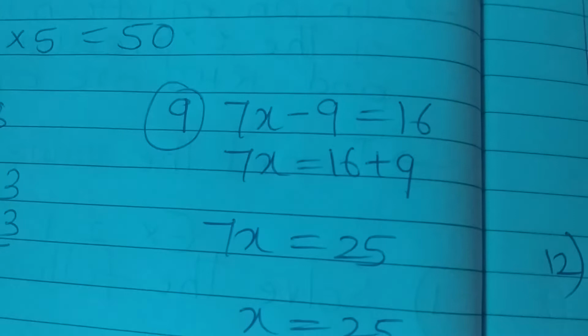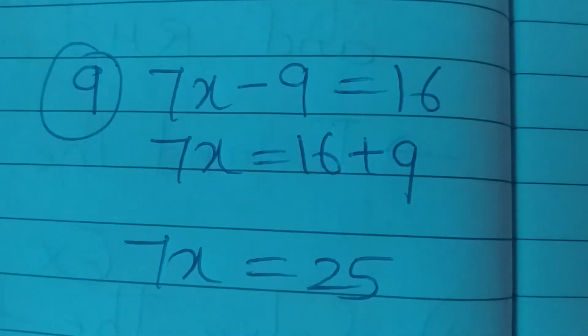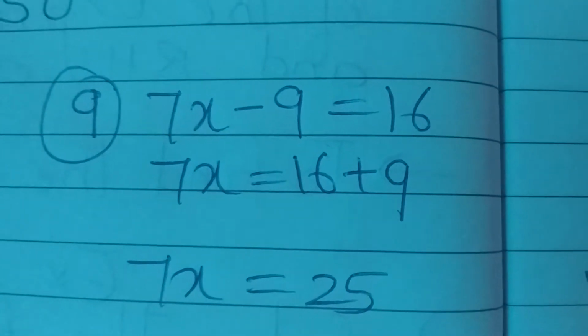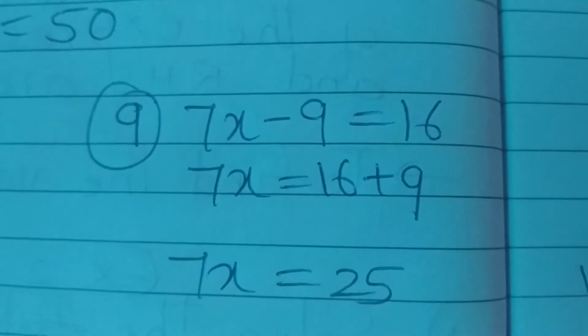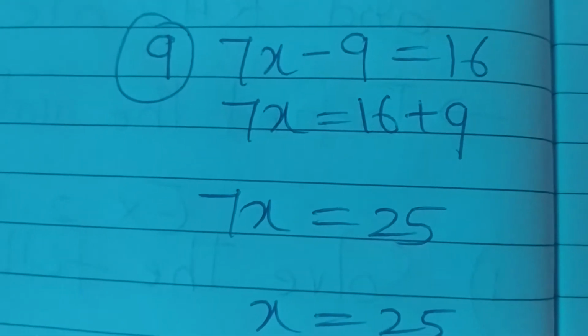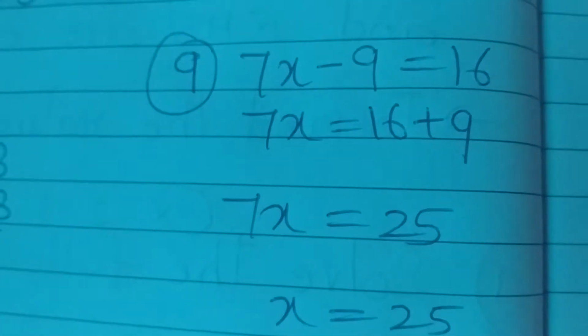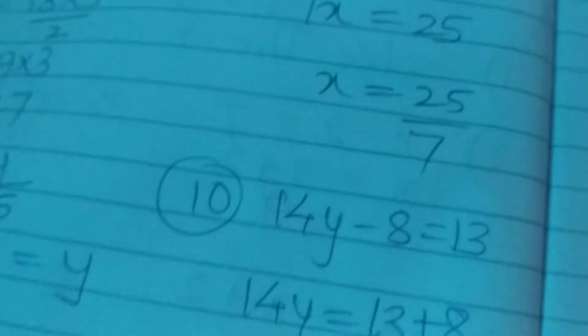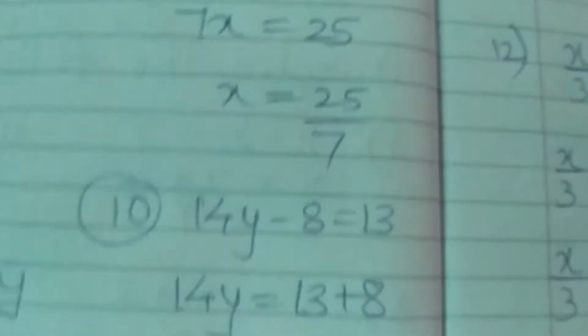Ninth one. 7x minus 9 is equal to 16. Now minus 9 goes to the right side, becomes positive. 7x equal to 16 plus 9. 7x equal to 25. So what is the value of x now? x equal to 25 upon 7. 10th one.